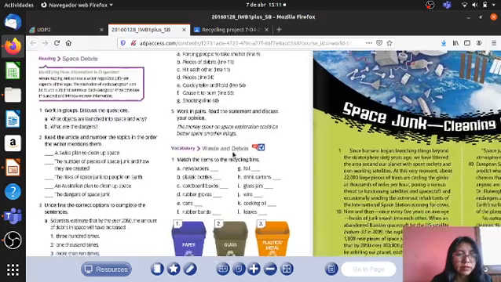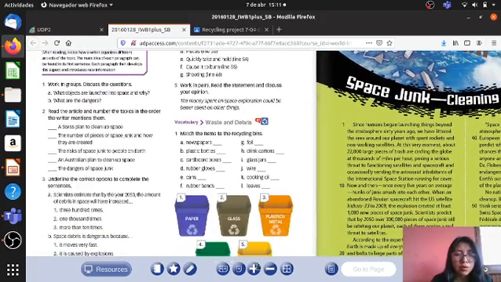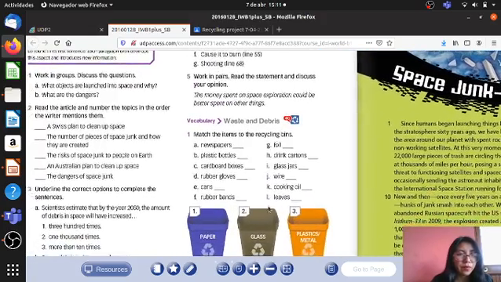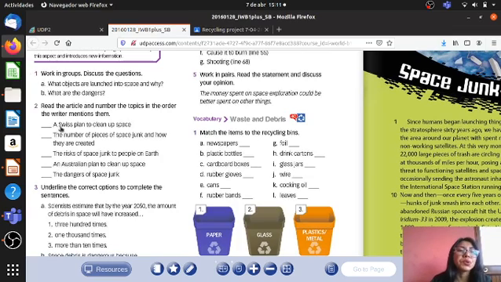Okay, the exercise number 2. Read the article and number the topics in the order the writer mentioned them. So you are going to read again and you have to put the number 1, 2, 3, 4, 5. You have to enumerate in the order from 1 to 5. It means you are going to enumerate according to how the writer mentioned them.